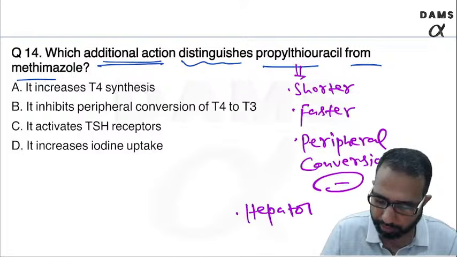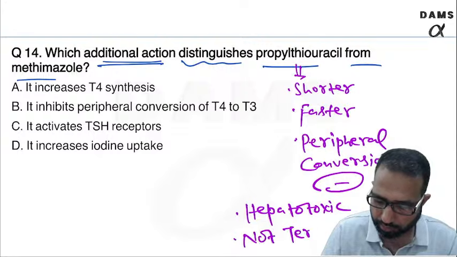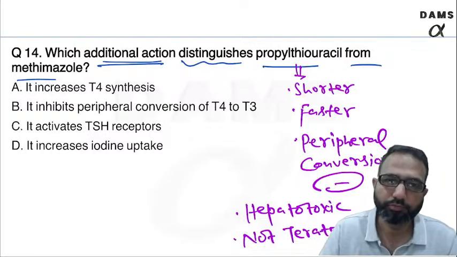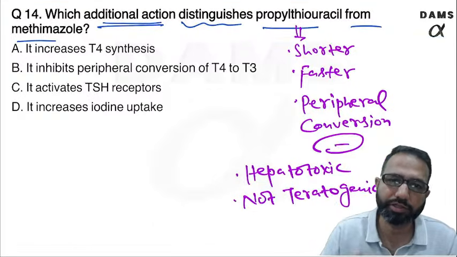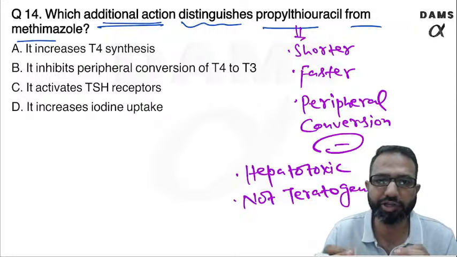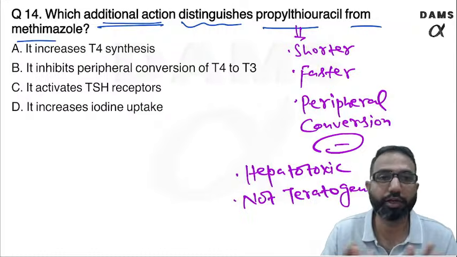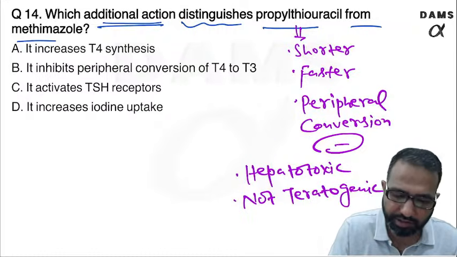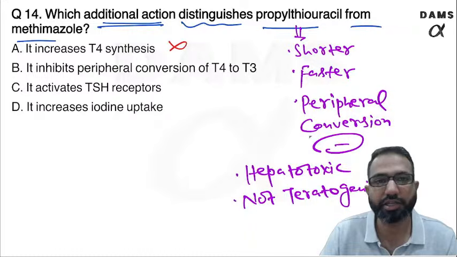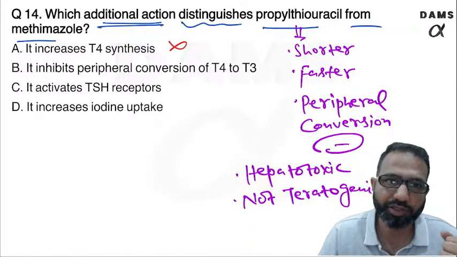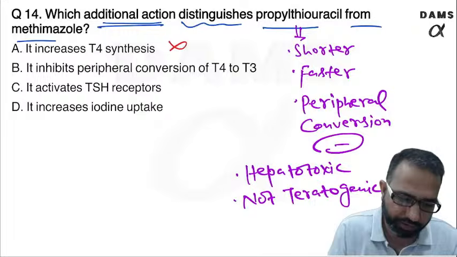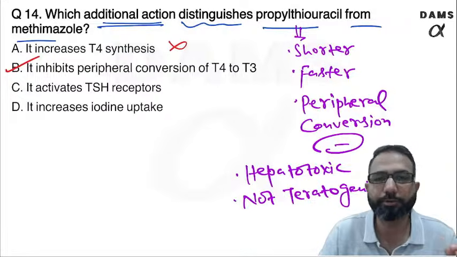It is hepatotoxic, but not teratogenic. These are the differences. So you can see it is short, it is fast, it is causing peripheral conversion inhibition, it is hepatotoxic, it is not teratogenic. Does it increase the synthesis? No, it decreases the synthesis, just like carbimazole, methimazole. Does it inhibit the peripheral conversion? Yes, it inhibits the peripheral conversion.